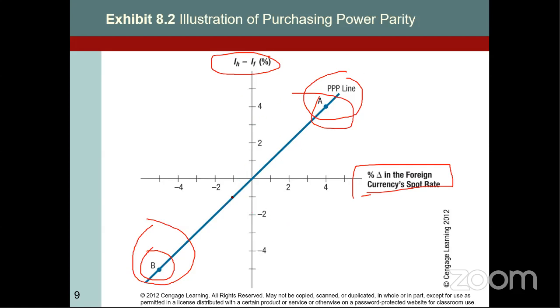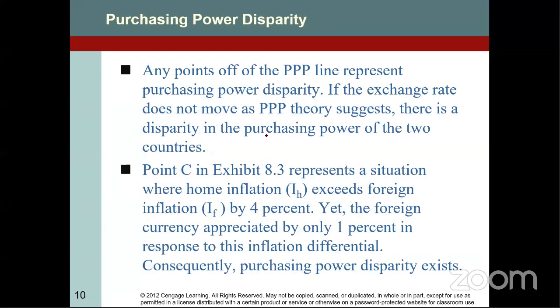Now, this is the illustration of purchasing power, but we have a problem. Hey, life is full of problems, okay? If you have a point C, for example, this is the situation that the home inflation exceeds the foreign inflation by 4%. But yet, the foreign currency appreciates only 1%. Now we have a disparity. The difference between home inflation and foreign inflation is not the same as the appreciation of the currency. So we move on to the next slide.